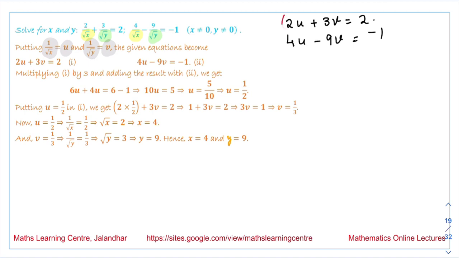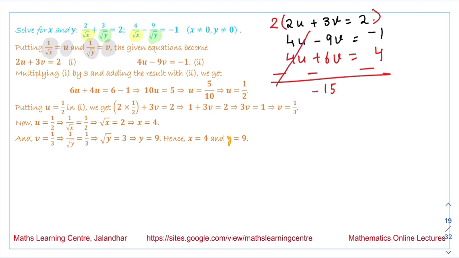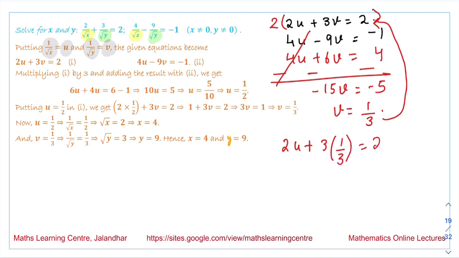Now if we multiply this first equation with 2, it becomes 4u plus 6v is equal to 4. When we subtract these values, we get minus 15v is equal to minus 5. So the value of v we get is 1 by 3. Now substituting this value of v in the first equation, we get 2u plus 3 into 1 by 3 is equal to 2. So we get 2u is equal to 1. It means u is equal to 1 by 2.